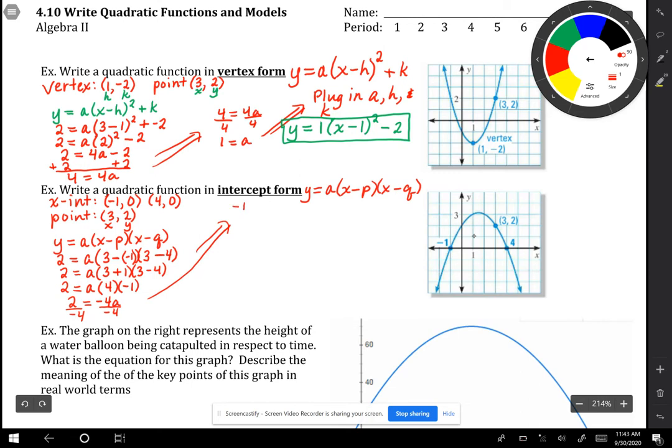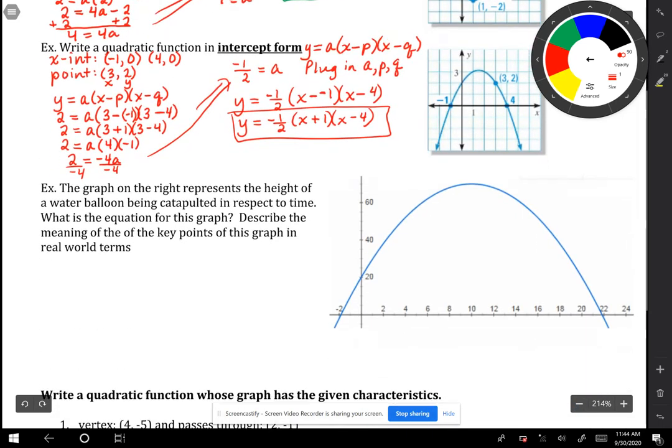A equals -1/2. Once you know what A is, plug it back in. So plug in A, P, and Q. So Y equals -1/2 times X minus a -1, and X minus Q was 4. So Y equals -1/2. Clean it up. You can't leave a minus and a minus, two double negatives. And that is your answer in intercept form.